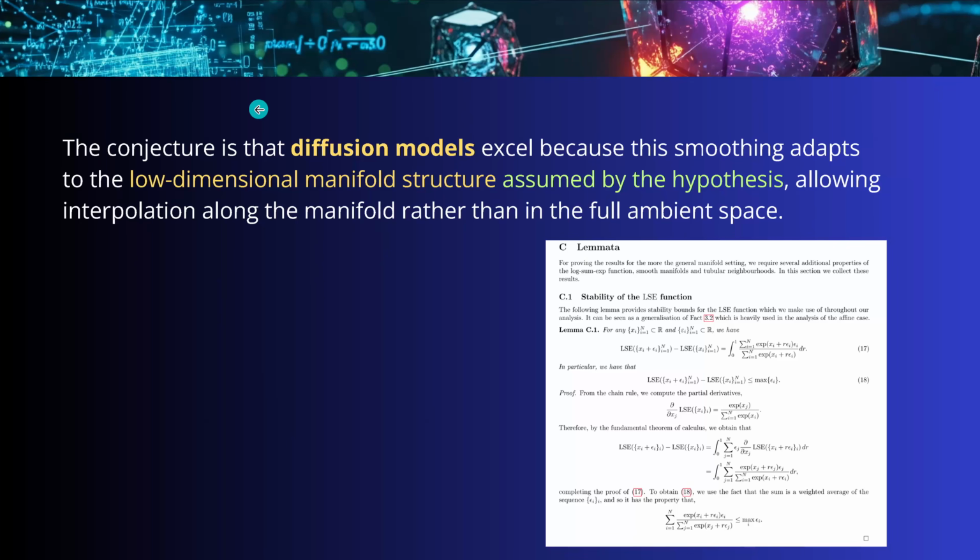Now, the conjecture is that the diffusion model excels because the smoothing adapts to the low-dimensional manifold structure, remember, assumed by the manifold hypothesis, allowing us, therefore, the interpolation along the manifold rather than the full ambient space. So computationally much simpler, but mathematically to prove, much more difficult. And if you want, here, there's some beautiful mathematical lemma for you to follow.